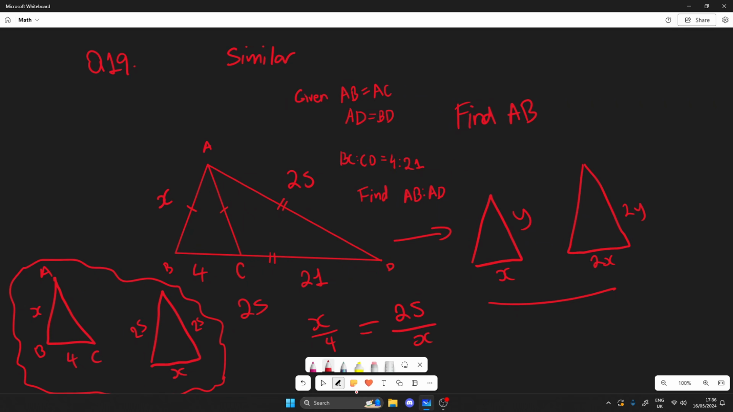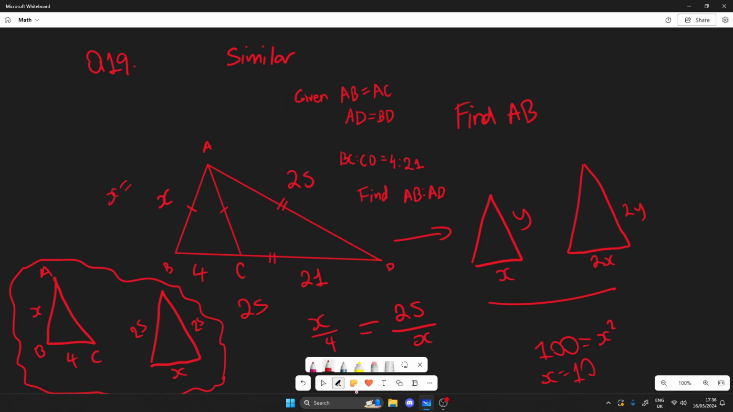And now we're just going to solve for x, all right? So we'll say 4 times 25, that's 100. And we cross multiply, with x times x. So x times itself is just x squared. And then we square root it to get x equals 10. Right? So now we know what AB is.